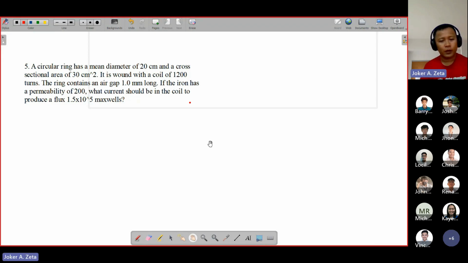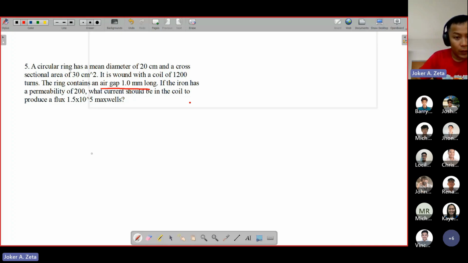Okay, so for this one, as you can see, it's a circular ring again. It's similar to the ones I gave you for your pre-finals, no? There's a circular ring again. But take note, it has an air gap 1 mm long.